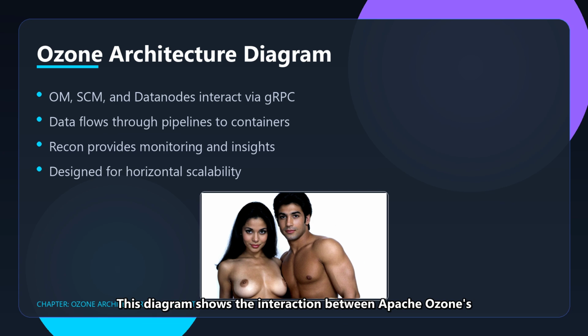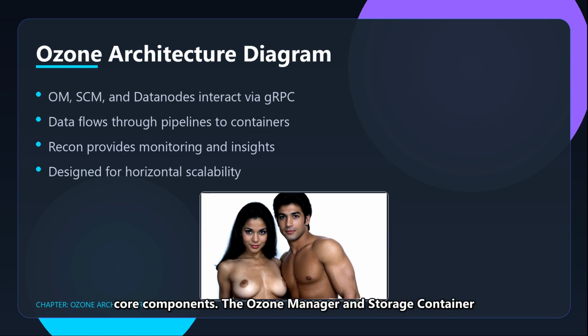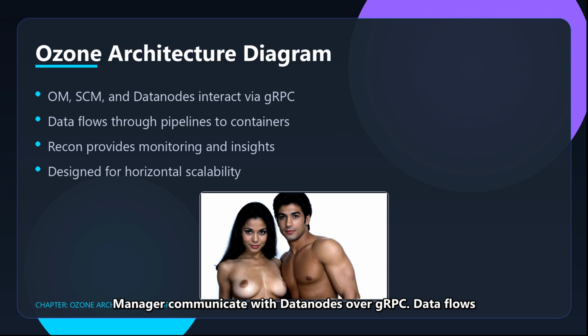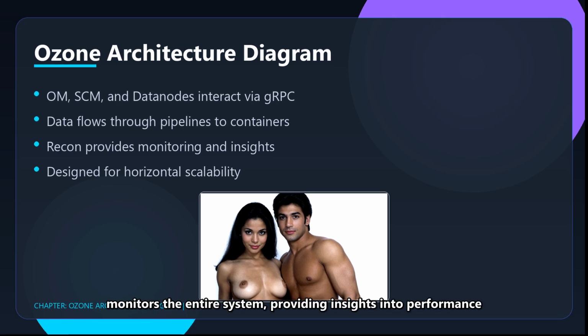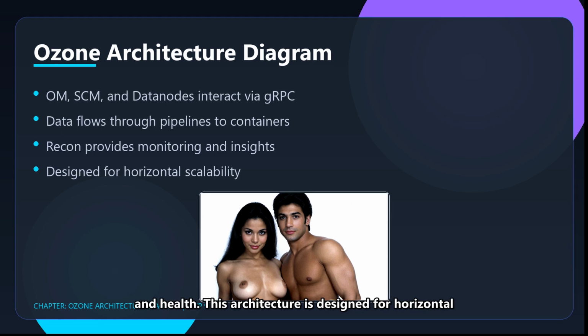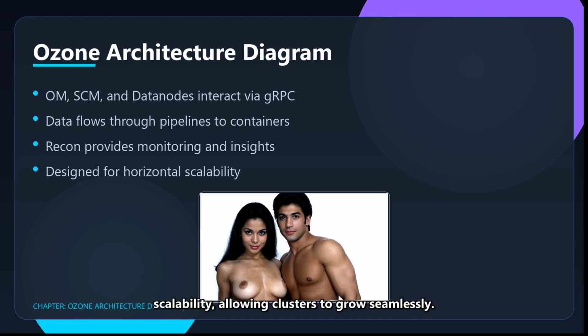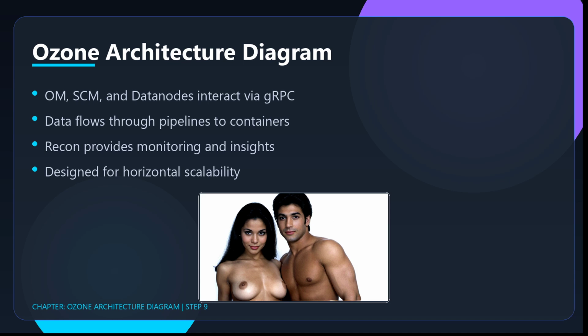This diagram shows the interaction between Apache Ozone's core components. The Ozone Manager and Storage Container Manager communicate with datanodes over gRPC. Data flows through pipelines into containers stored on datanodes. Recon monitors the entire system, providing insights into performance and health. This architecture is designed for horizontal scalability, allowing clusters to grow seamlessly.